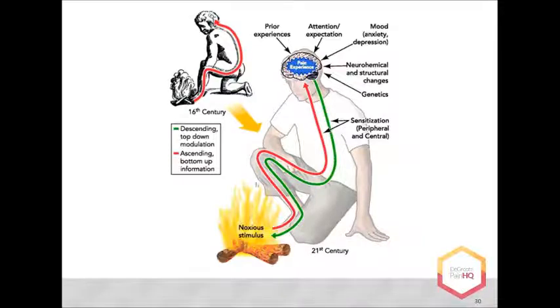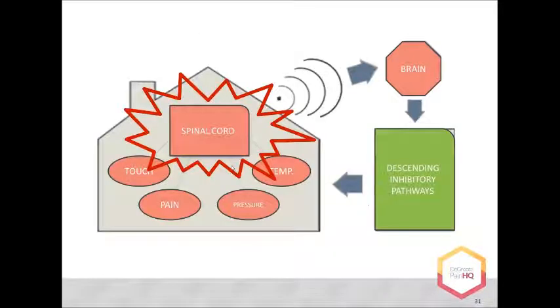Now we know about this ascending pathway. We know about the descending inhibitory pathway. We know that these pathways can be sensitized. We know that there are factors that are influential in how the brain becomes sensitized, like genetics, mood, attention, prior experiences. So what happens when a person has pain and now the pain is not a symptom of a disease, but now the pain is the disease itself?